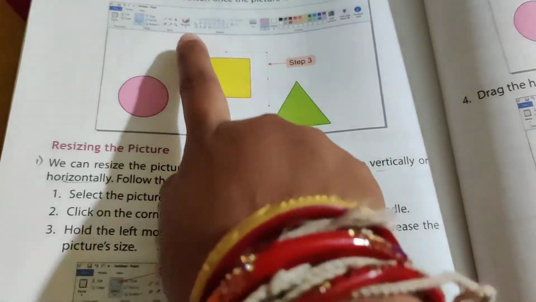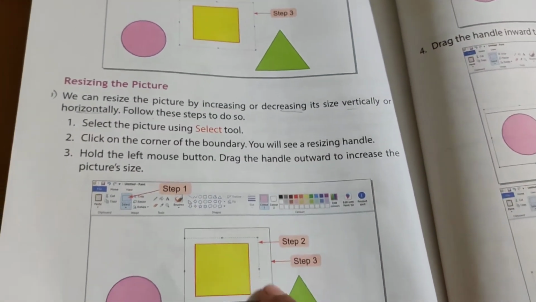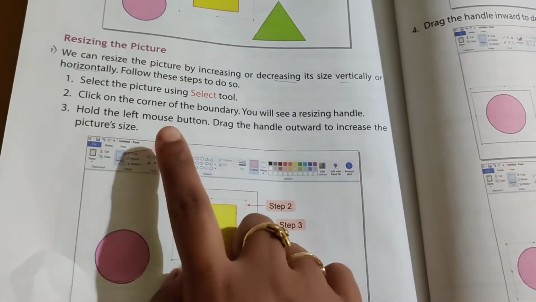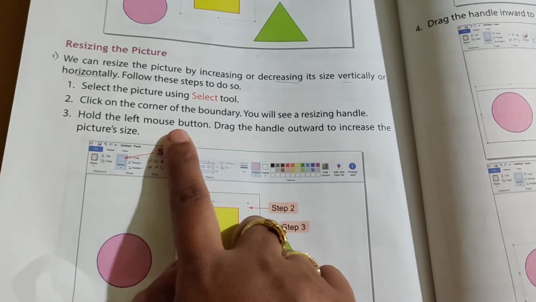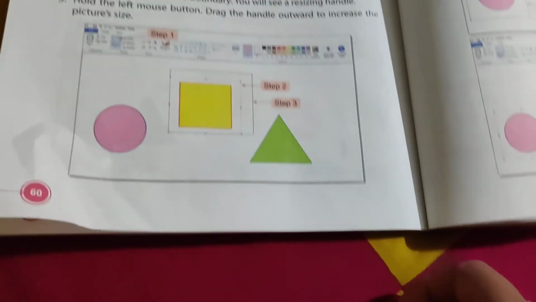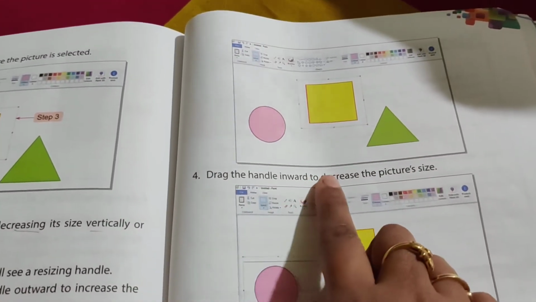These are the corners of the boundary. You will see a resizing handle. This is a resizing handle. Hold the left mouse button and drag the handle outward to increase the picture size, or drag the handle inward to decrease the picture size.